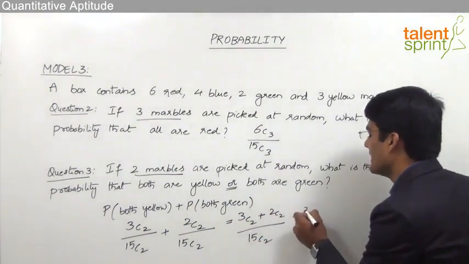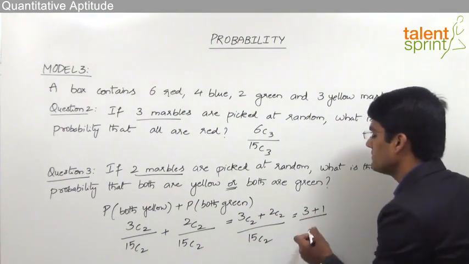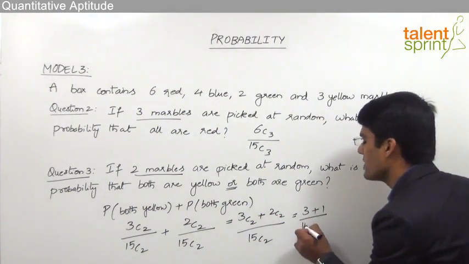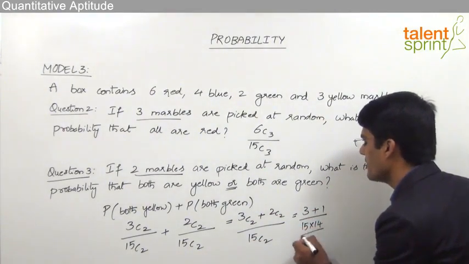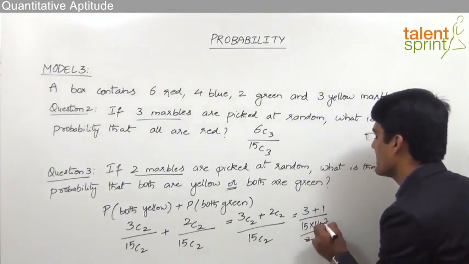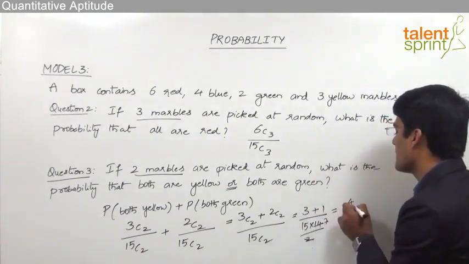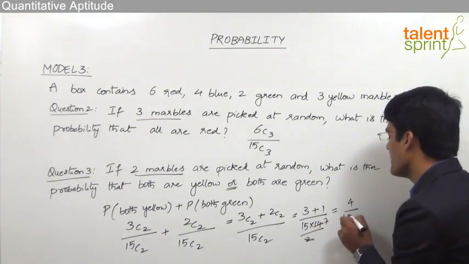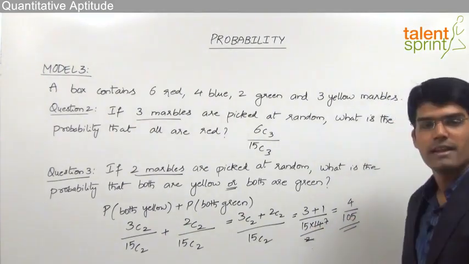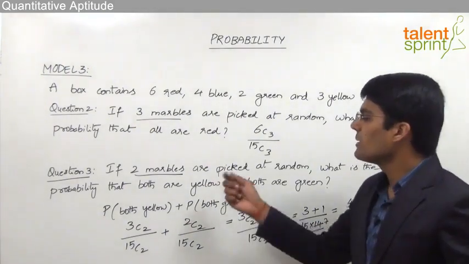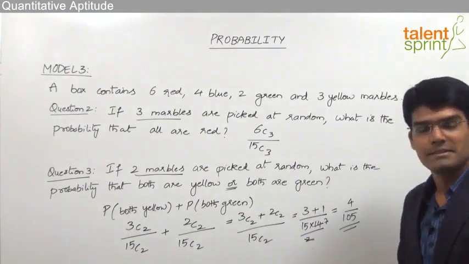3C2 is nothing but 3 and 2C2 is 1, divided by 15C2, which can be taken as 15 into 14 divided by 2. So this goes 7 times. So the answer here is 3 plus 1, that is 4, divided by 15 into 7, 105. So 4 by 105 is the probability where both the marbles are yellow or both are green.